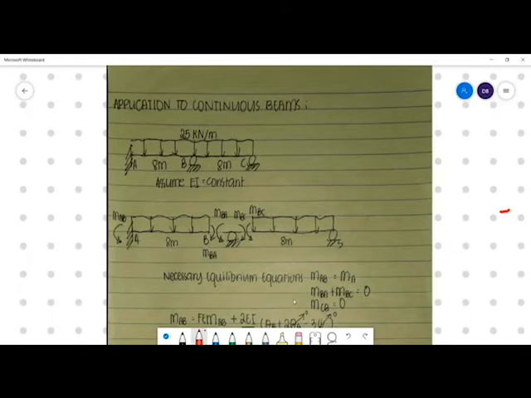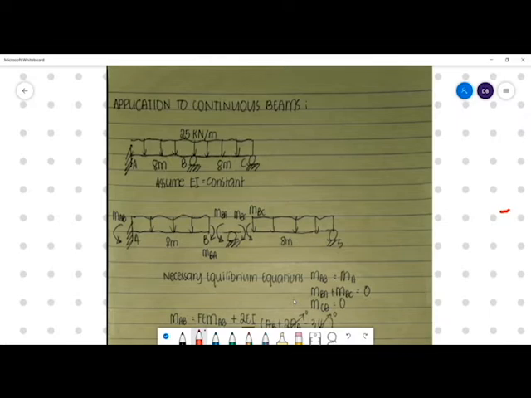So let's apply the principles of the slope deflection method to continuous beams. You're given here a continuous beam with fixed support at A, internal support at B, and a simple support or roller at C. Both span AB and span BC are 8 meters, subjected to a 25 kilonewton per meter uniformly distributed load.